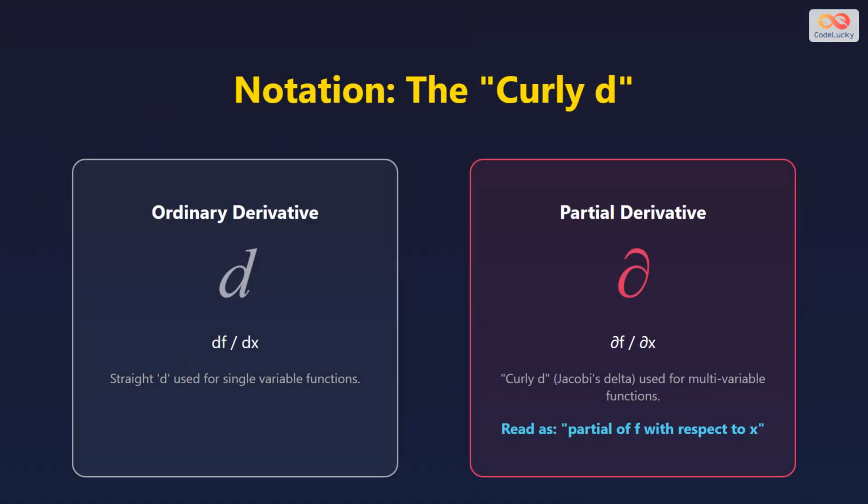First, let's look at the notation. For ordinary derivatives, we use the straight letter. But for partial derivatives, we use a special symbol called the curly d, or Jacobi's delta. When you see this symbol, read it as partial. So, partial f over partial x means we are finding the derivative with respect to x only.